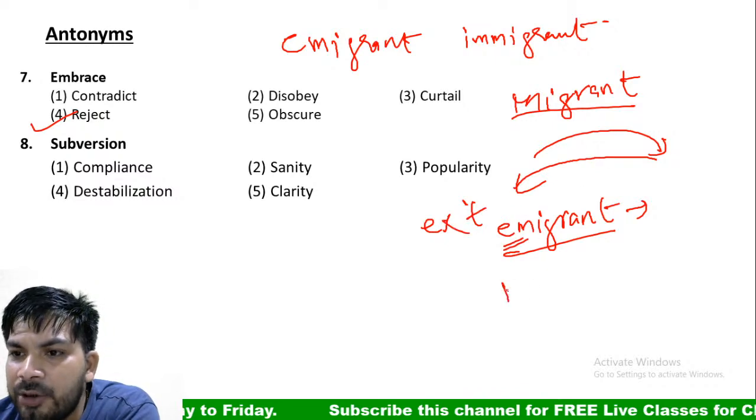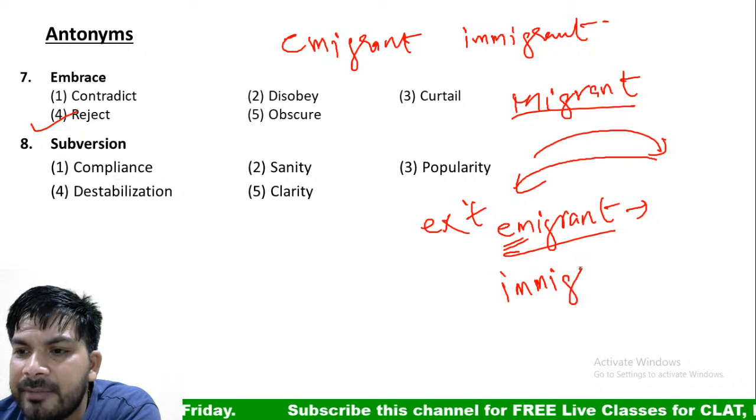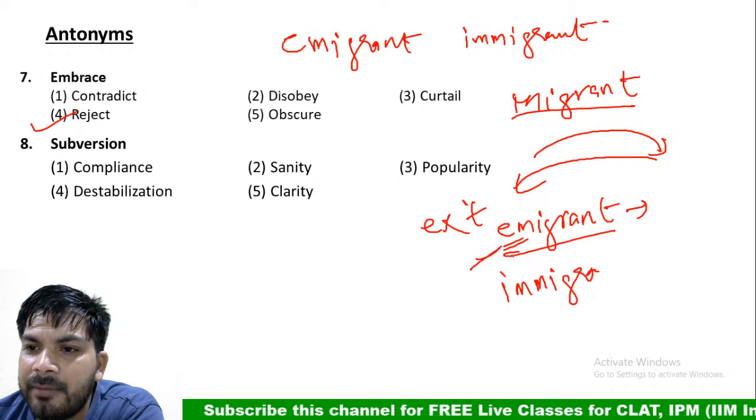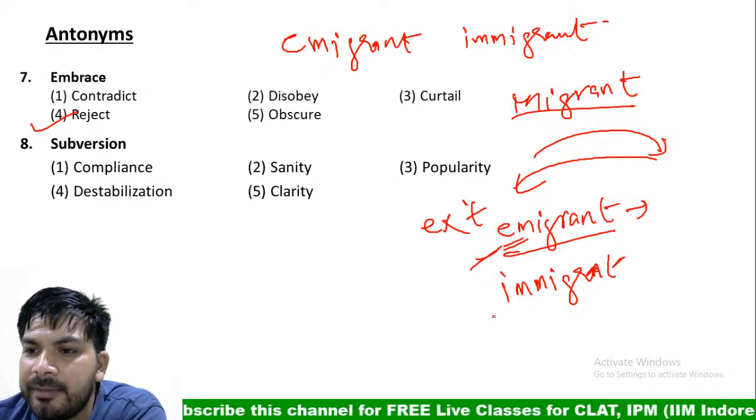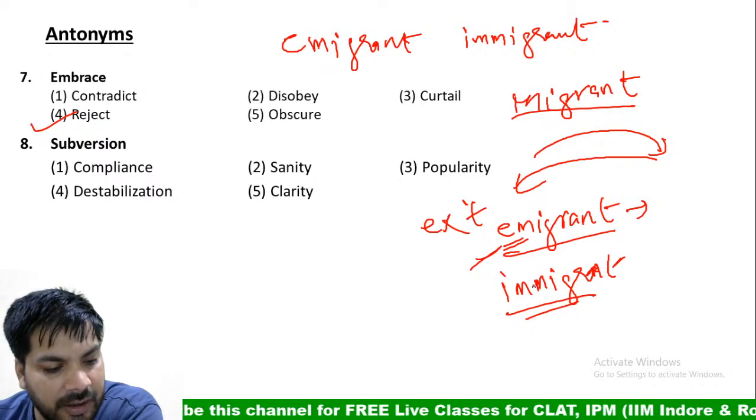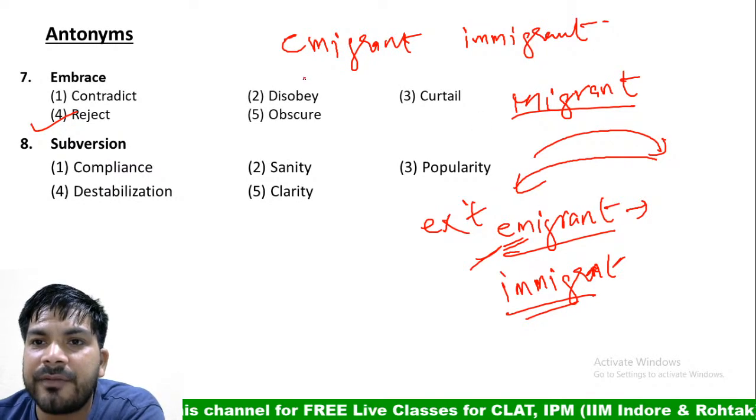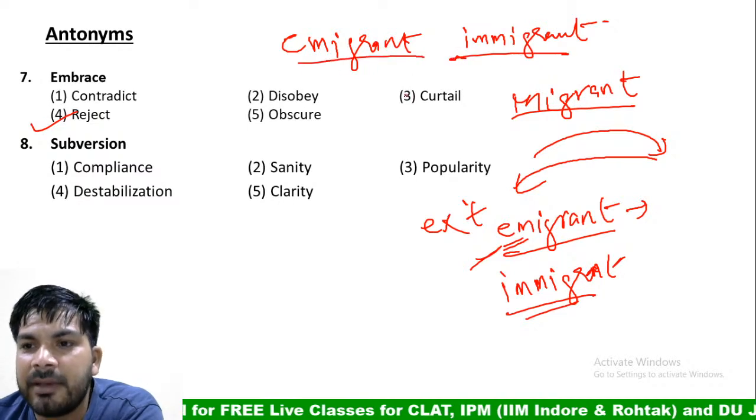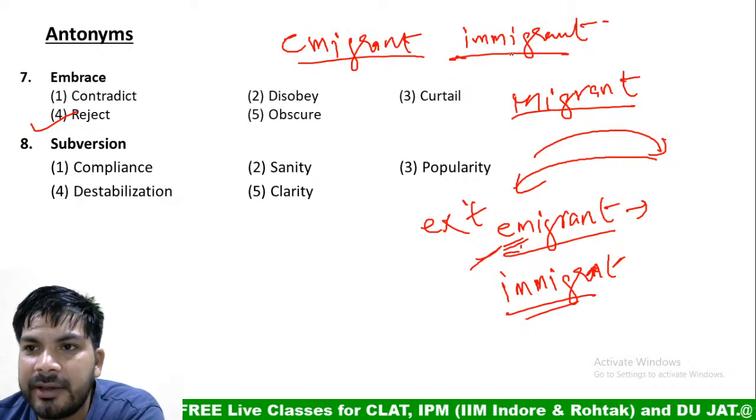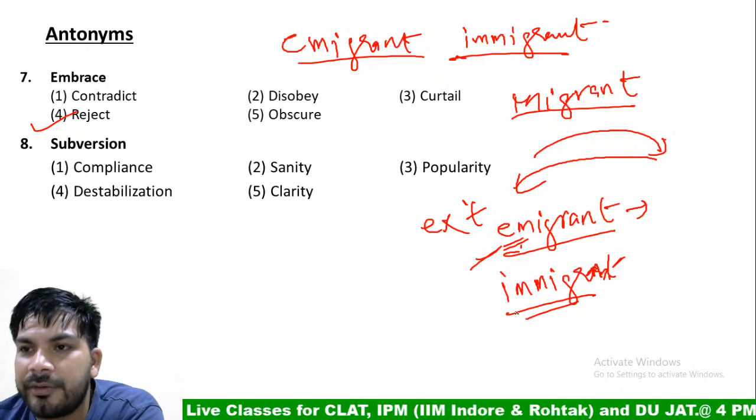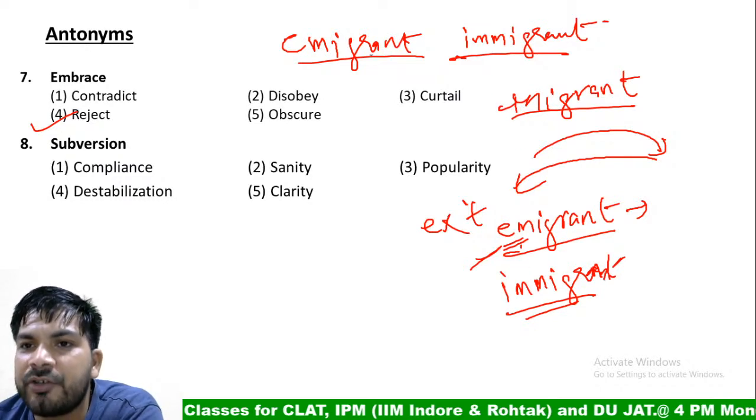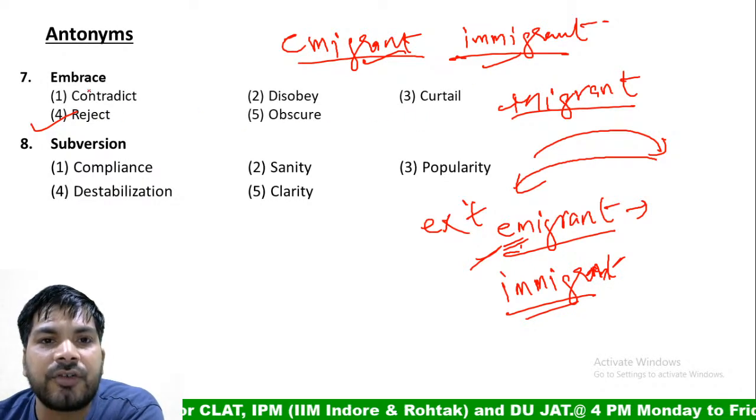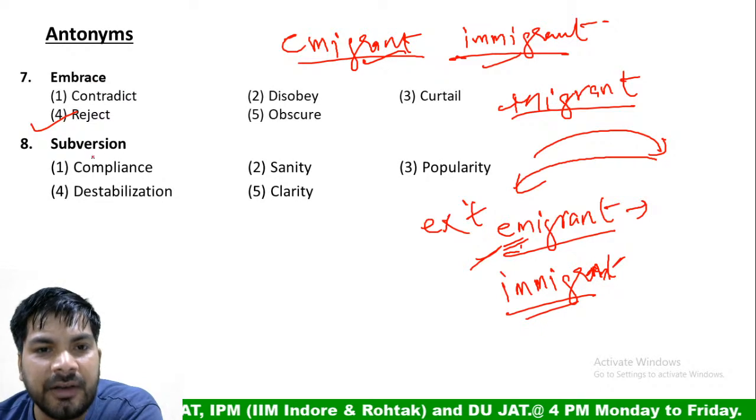That means when you exit a country, it is emigrant. And when you come into a country, enter a country, it is immigrant, right? So any migrant who exits a country is emigrant. Any migrant who comes into a country is immigrant. That's the difference. I hope it is clear. Emigrant is somebody who exits a country. Immigrant is somebody who comes into a country. Migrant is a common term which can be used for both of these. All right. Anyways, embrace means the opposite of reject.